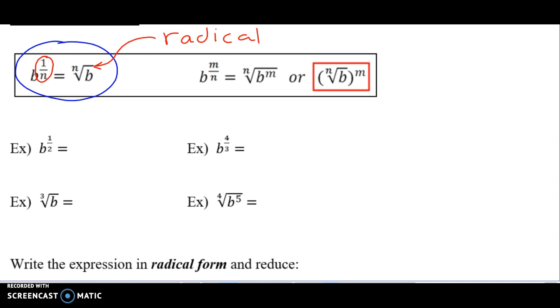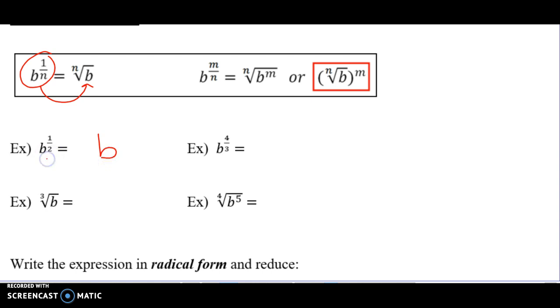it that way, okay? So starting off with this one right here, and you can use this little back and forth key. We have it in this form, but we want to turn it into this form. So what happens to the 2? It becomes the root, right? The number on the bottom becomes the root. So this is the square root of b.